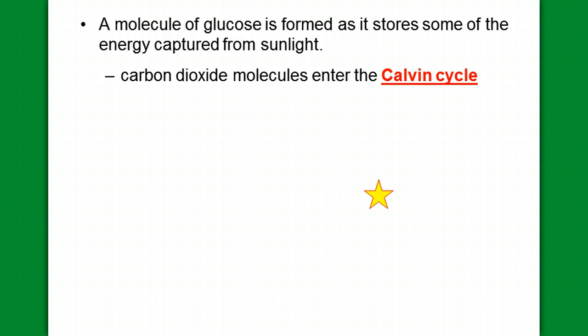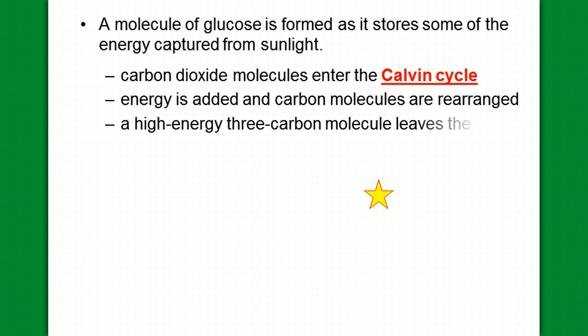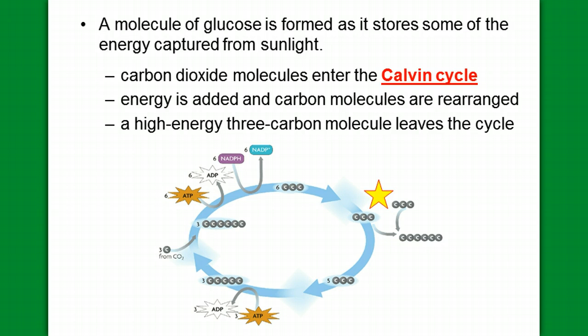As these carbon dioxide molecules enter the chloroplast, they enter into what's called the Calvin cycle. As you can see in your picture, it's actually a cycle. It goes in a circle. So energy here is added and carbon molecules are then rearranged. And then a high energy 3-carbon molecule leaves the cycle. So let me explain that looking at the picture.